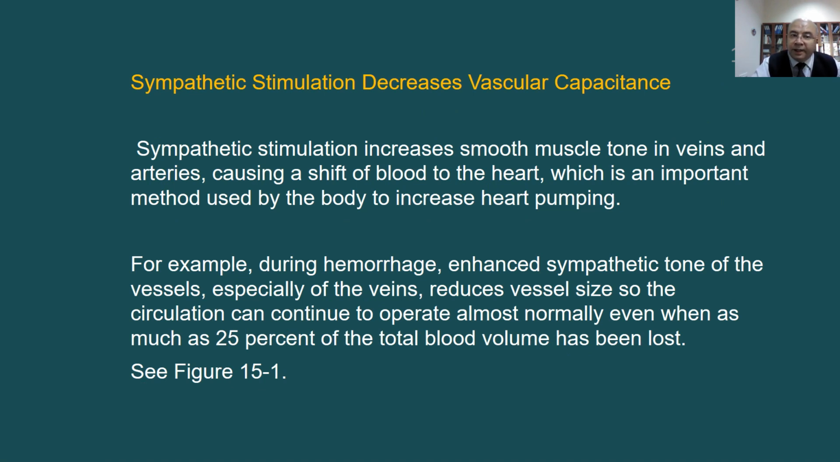Now, let's see the effects of sympathetic stimulation on the vascular capacitance. Sympathetic stimulation increases smooth muscle tone in the veins and arteries, causing a shift of blood to the heart, which is an important method used by the body to increase heart pumping. For example, during hemorrhage, enhanced sympathetic tone of the vessels, especially of the veins, reduces vessel size, so the circulation can continue to operate almost normally even when as much as 25% of the total blood volume has been lost.